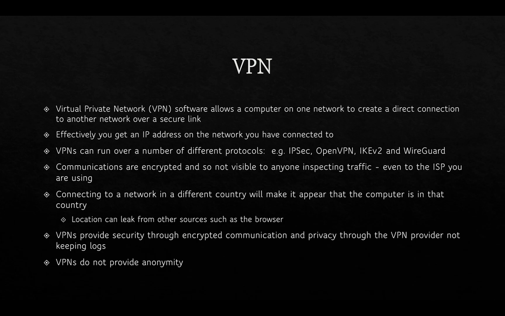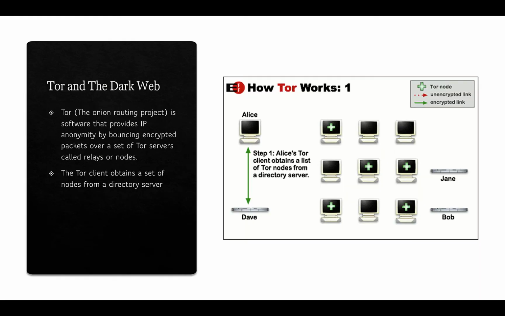The final point is that VPNs do not provide anonymity. So once you've connected to a service, you're still going to have to do the usual things of having an account, proving who you are, and at that point you do not have anonymity. There are other ways of doing that, and that is where something like Tor and the dark web come in.